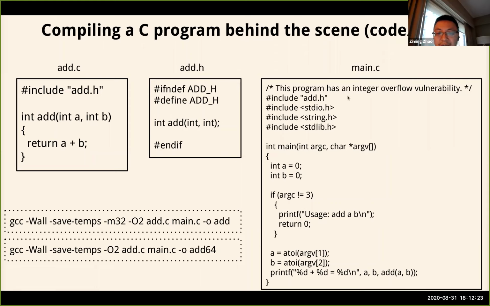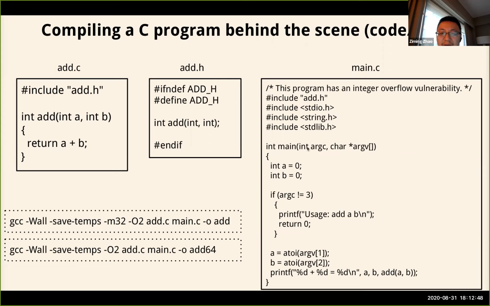We have a main function, as you can see. It just includes several libraries and also includes the add.h file. And the main function here is just the prototype you are familiar with. So the main function returns int. Usually 0 means everything is good. If it's not 0, it means something is wrong.